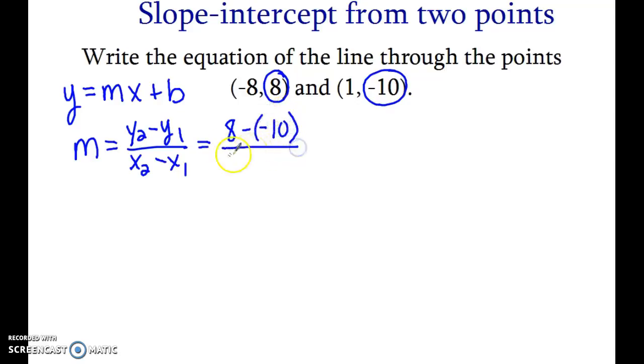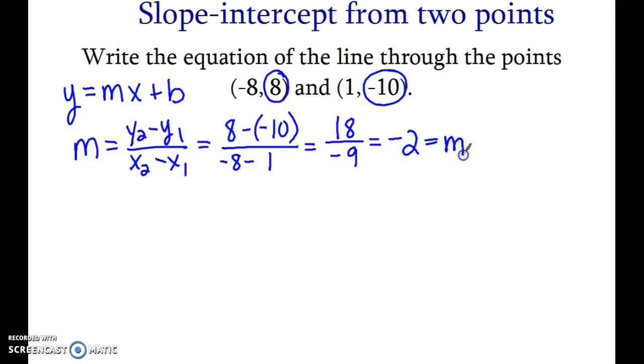over what is my run. So since I started with 8, I need to start with negative 8, this x. Negative 8 minus 1. Well, 8 minus a negative 10, that's actually 8 plus 10, that would be 18. And negative 8 minus 1, that would be the same thing, negative 8 plus a negative 1, that would be negative 9. Well, hey, this one's not a fraction because 18 divided by a negative 9 is actually negative 2.